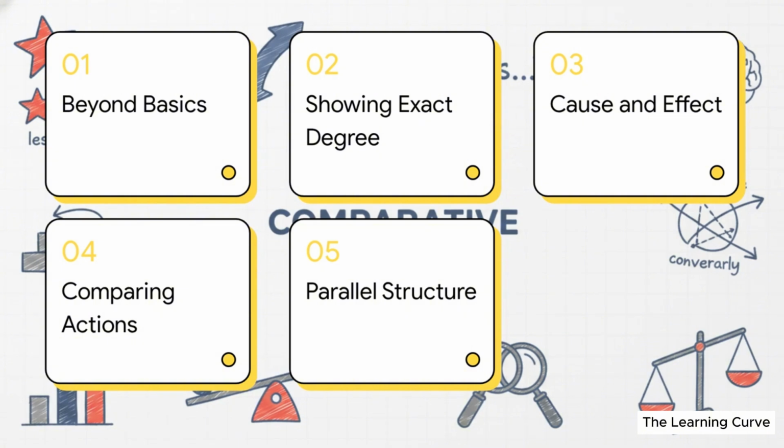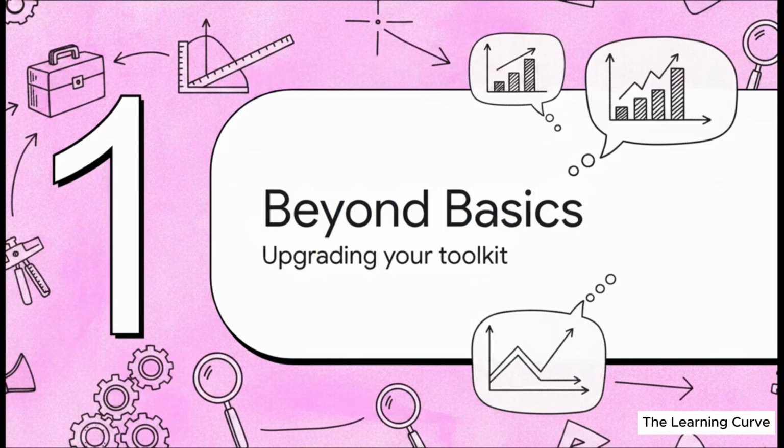Here's our roadmap for today's explainer. Think of these 5 sections as literal power-ups we're about to unlock. We've got beyond basic comparisons, showing the exact degree, the cause and effect, comparing actions and verbs, and finally, mastering parallel structure. Let's get right into it. Section 1, Beyond Basic Comparisons. Time to upgrade your basic toolkit.